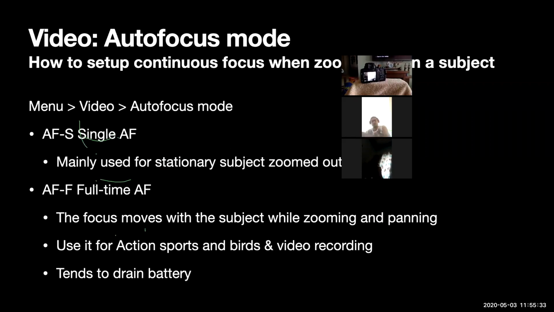I will show you the full frame. So now I'm in the auto mode. I'm going to the video screen, video option, going to the autofocus, full time autofocus. Now if I do the same thing, I just zoom out first. Okay, I zoom out and I start my video.